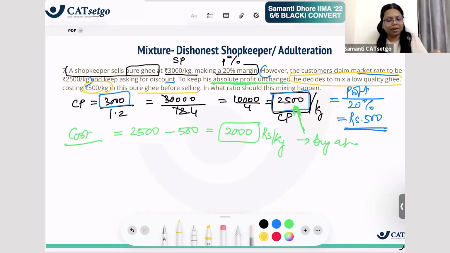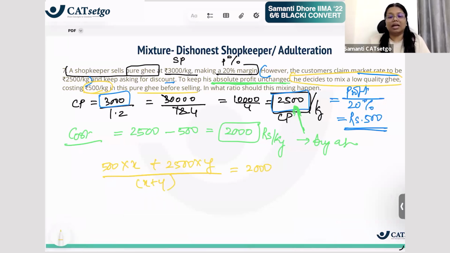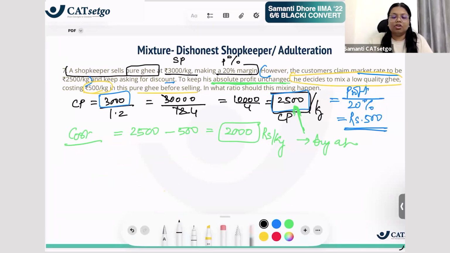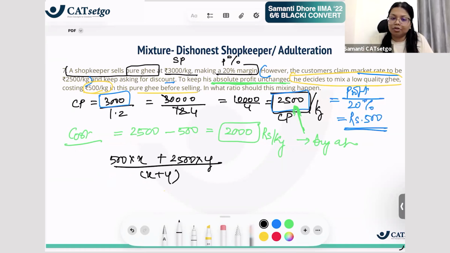So in what ratio will the mixing happen? Basically, the 500 rupees per kg ghee taken X times, plus this original 2,500 ghee taken Y times, making a total of X plus Y kg of mixture, so that the price is 2,000. Fair? This is what has happened, right? Let me write it with black. So what's happening? You're taking impure ghee in X quantity and mixing it with pure ghee in Y quantity, making a total of X plus Y kg of mixture, which will at the end cost you 2,000 rupees, so that when you sell it at 2,500, you are earning your 500 rupees.